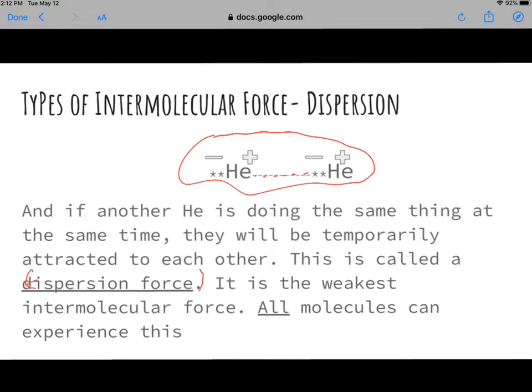It's a weak intermolecular force. Heliums don't generally stick together very well, but they do, a tiny bit. So other nonpolar molecules can do this. They can stick together a little bit due to this dispersion force.